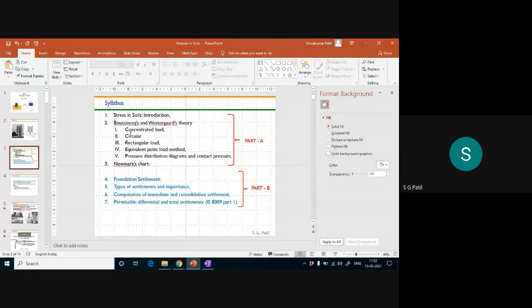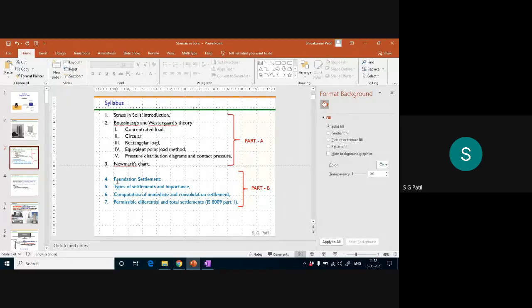For different kinds of loading, like concentrated load, circular load, rectangular load, we discussed how to determine the stress in the soil at any point. At the end we discussed even the Newmark chart, and we have also gone through foundation settlement.